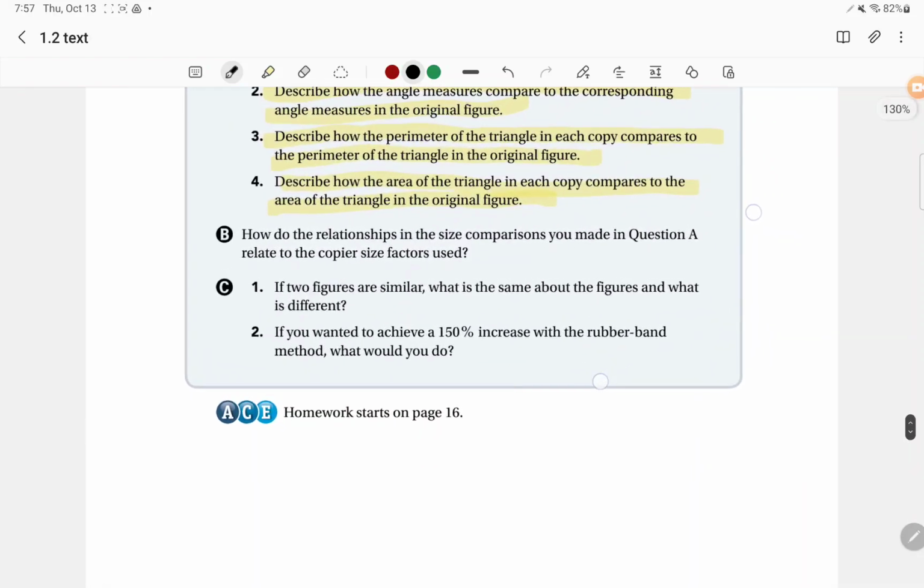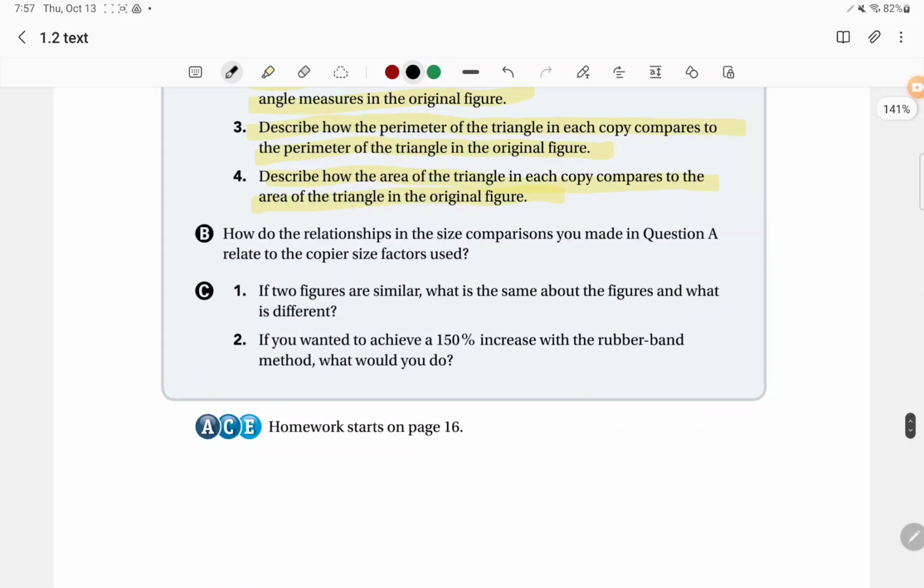Now let's take a look at B. How do the relationships and the size comparisons you made in question A relate to the copier size factors used? So we've answered that quite a bit actually in the work that we just did. But really what this question is getting at is the idea that you have to understand that 75% is the same as 0.75 is the same as 3/4. So that is what's called your scale factor. And we're going to learn a lot more about that in this unit.